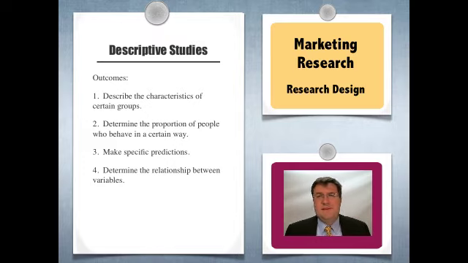Can we make specific predictions about a product or service based on research we've done? Can we do predictions on sales forecasting, potential market share situations? And then finally, can we determine a relationship between different variables? When we do surveys, we generally will do some cross-tabulations to see if there's a relationship between variable A or variable B. A lot of times we'll say, if the respondent answered B to question 8, show me how they answered question 12. Is there a relationship between those two items?